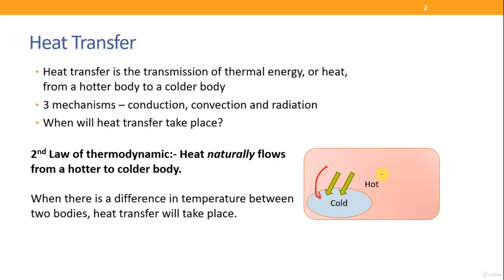So for example, if the environment is around 50 degrees Celsius and you have a cold object at 20 degrees Celsius, heat will transfer from the hotter body, the 50 degrees Celsius body, to the 20 degrees Celsius body. And if heat transfer takes place long enough, both temperatures will reach an equilibrium. That is when heat transfer will stop. So maybe after 1 hour or 2 hours, they come to the same temperature of, let's say, 35 degrees Celsius.